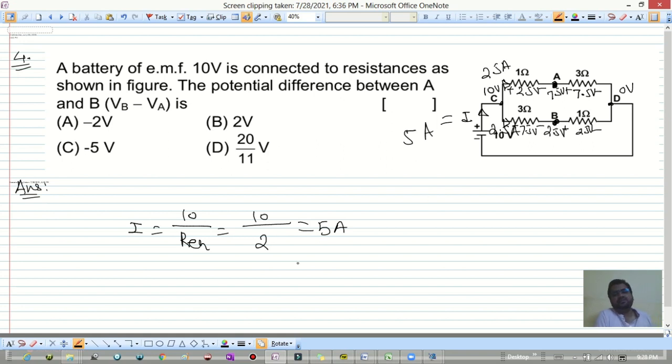So VB minus VA is equal to, we have 2.5 minus 7.5, which is equal to minus 5 volt. Minus 5 volt. So I hope this is clear.